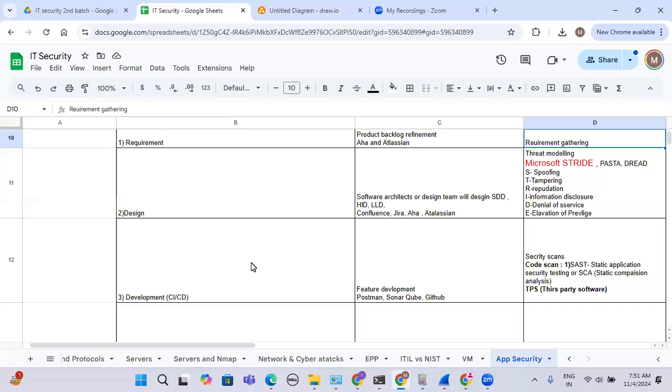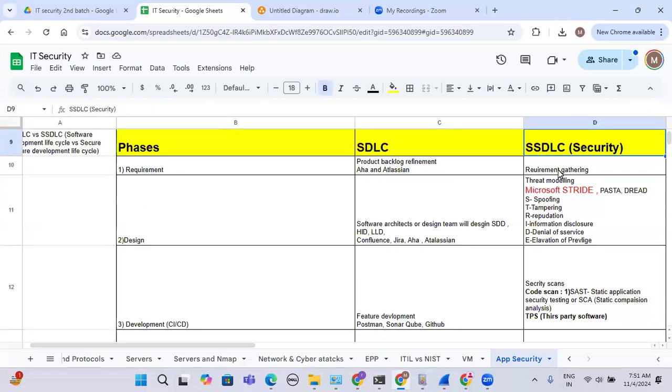So here in the SSDLC life cycle, whatever the security person is handling, one is functional and non-functional requirements, and along with that, he will also take care of security-oriented feature delivery. So that is the overall requirement phase.